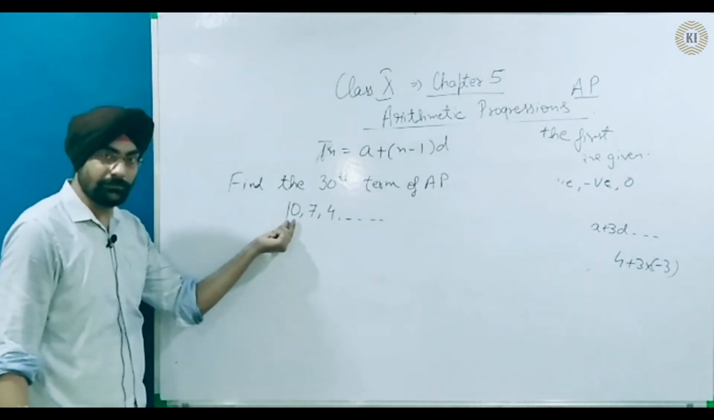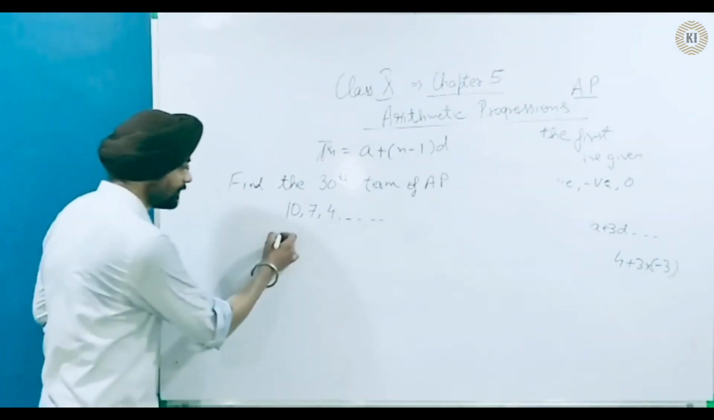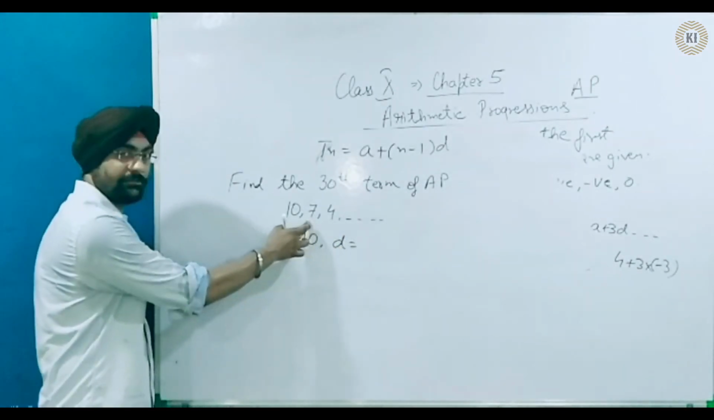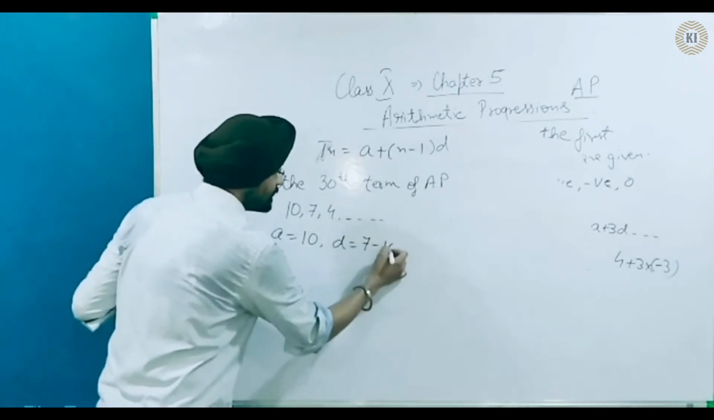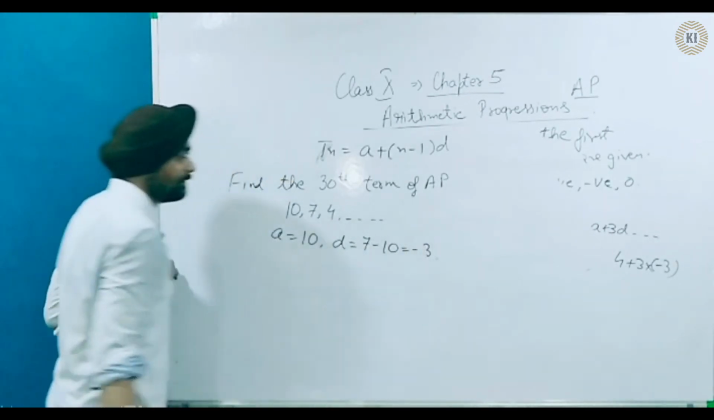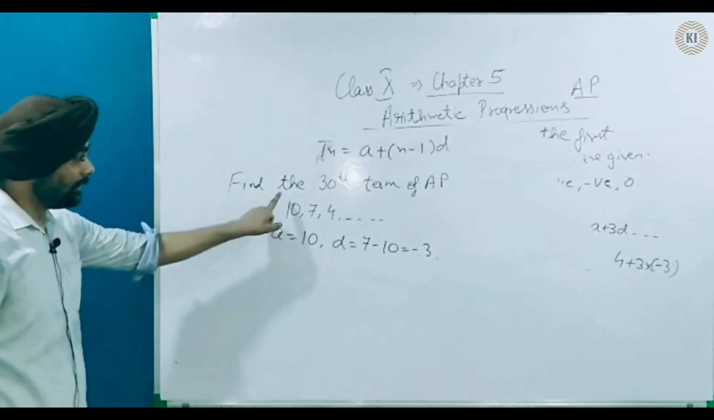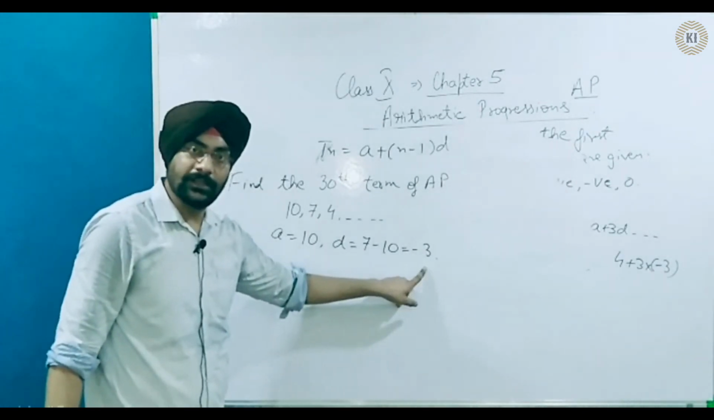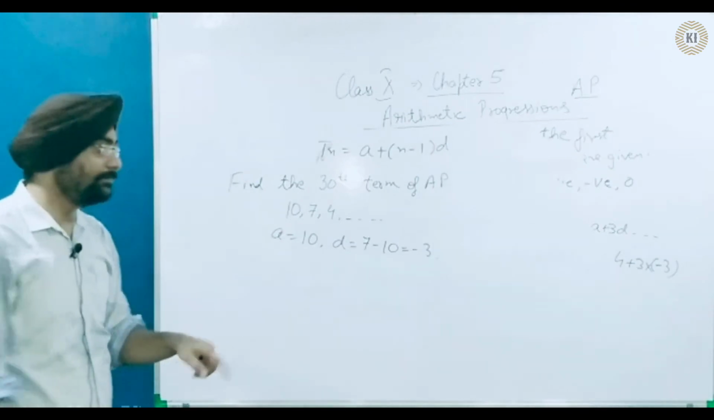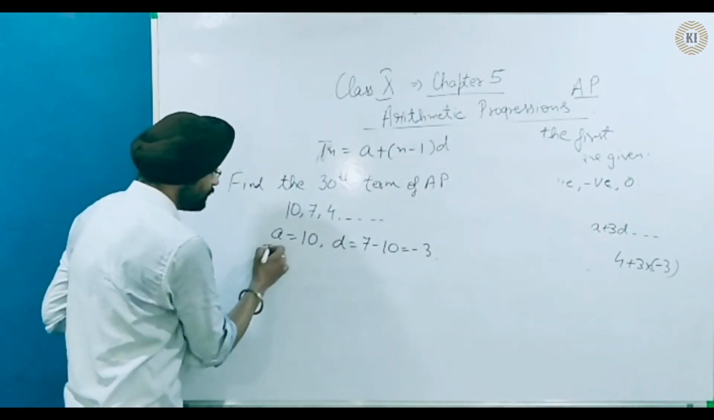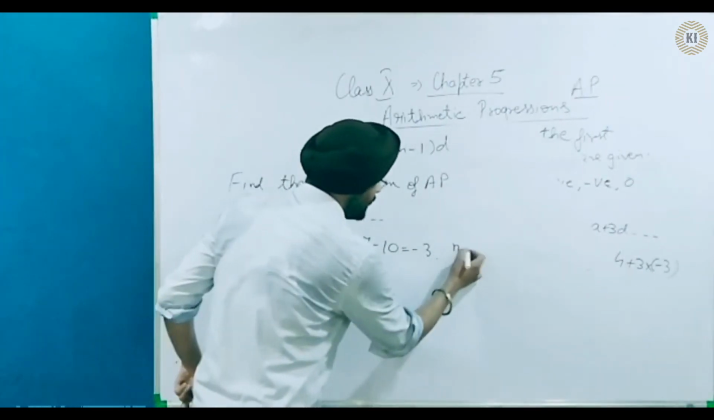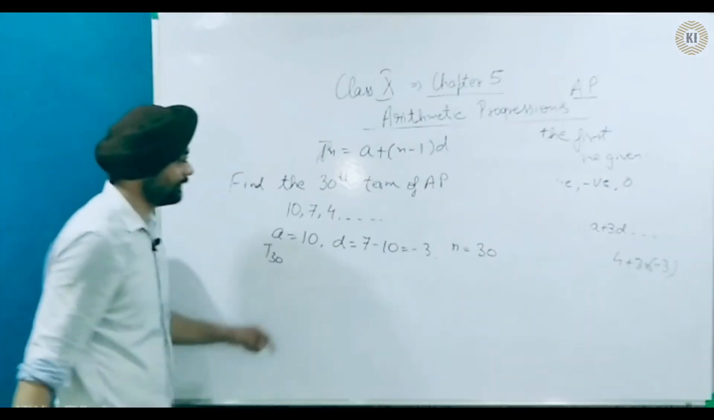First of all, the value of a will be your first term always. The value of a will be 10. The value of d, the common difference, 7 minus 10 will be minus 3. We know the value of a is 10, the value of d is minus 3. You have to calculate the 30th term. It means in this case you have to calculate T of 30, where the value of n will be 30.